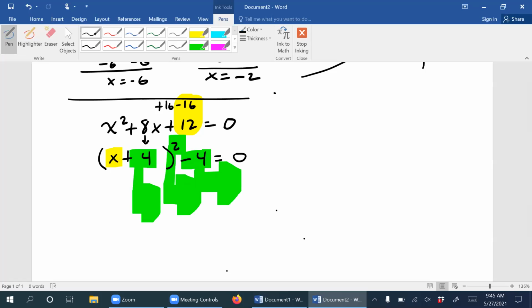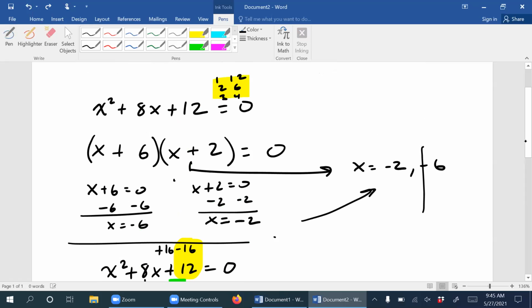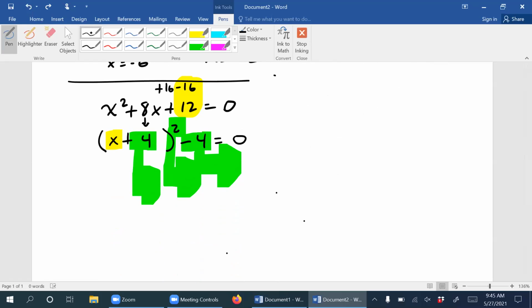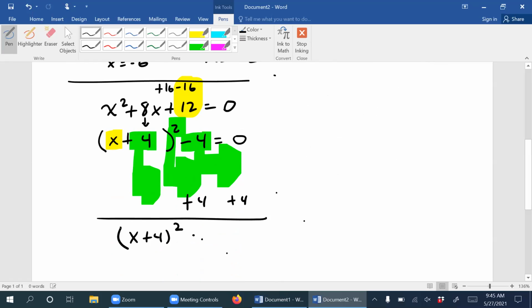So let's do that. How do I get rid of a -4? We're going to add 4 to both sides. Plus 4 to both sides, we end up with x plus 4 squared equals 4.